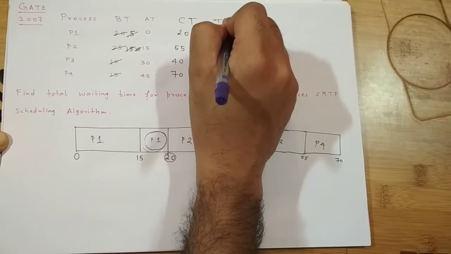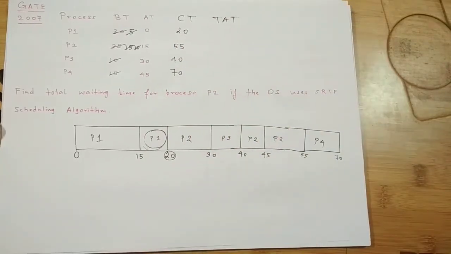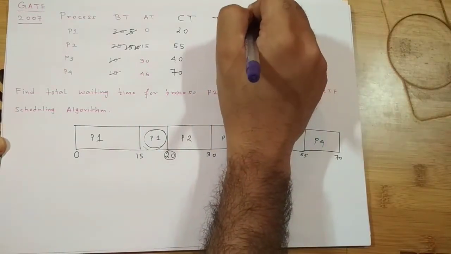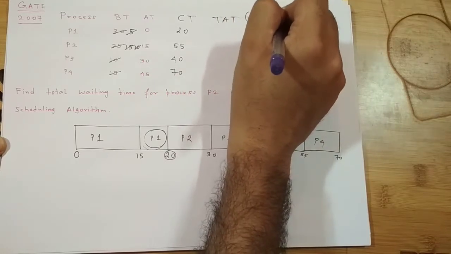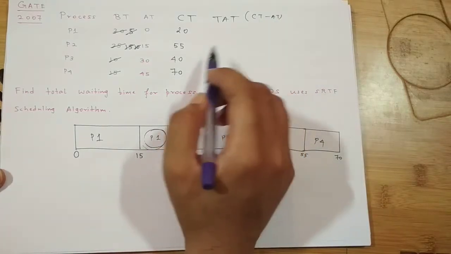And what about turnaround time? Turnaround time is the time interval between which a process enters the system and leaves the system. So turnaround time is nothing but completion time minus arrival time. Why? Because completion time denotes the time at which a process leaves the system, and arrival time denotes the time at which a process arrives in the system. So turnaround time is quite rightly completion time minus arrival time.